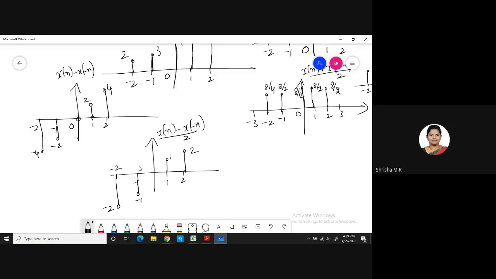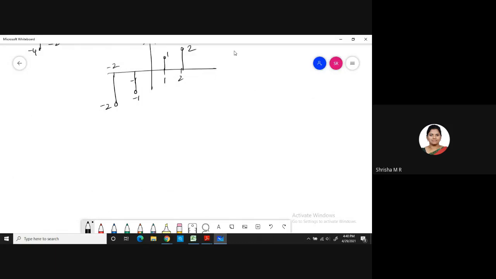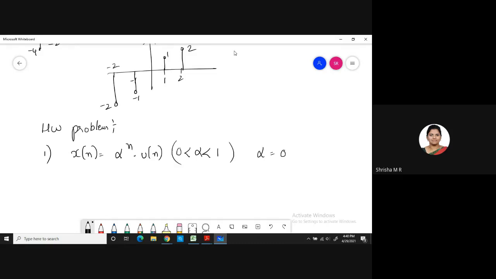So I'll give you 2 homework problems, you try that. Okay? Plot the even and odd part of the signal. So x of n is equal to alpha to the power of n into u of n, where alpha is a value between 0 to 1. You take alpha as 0.5 or 0.75, and plot the signals.